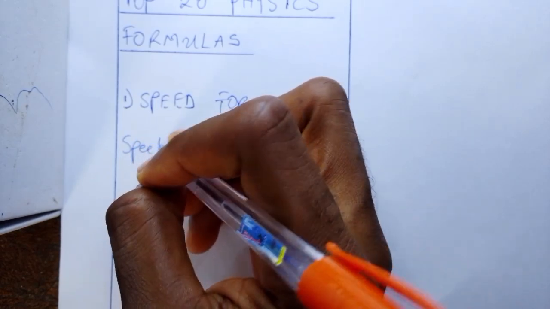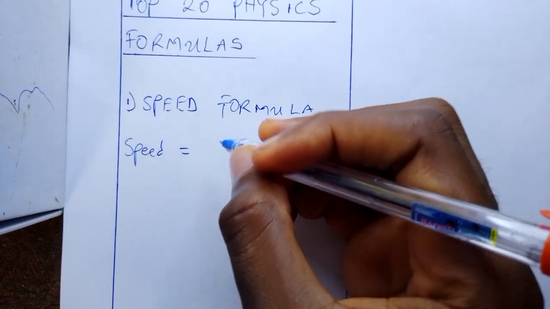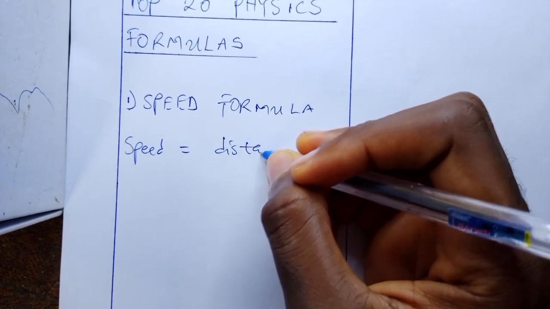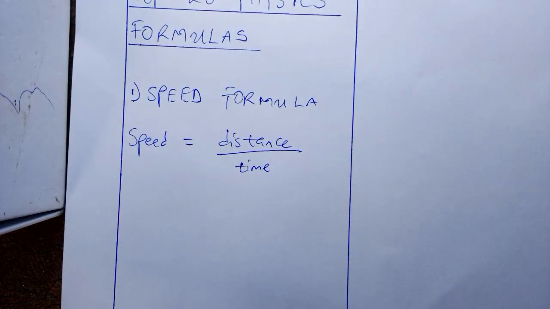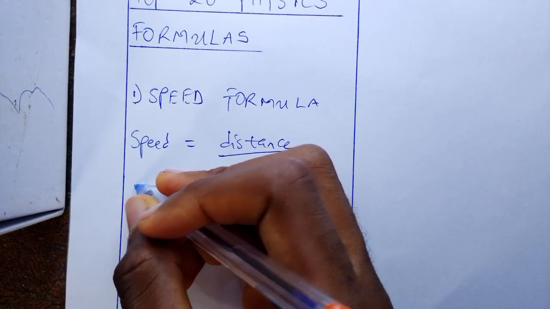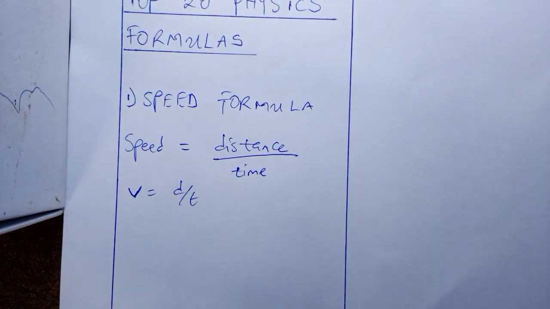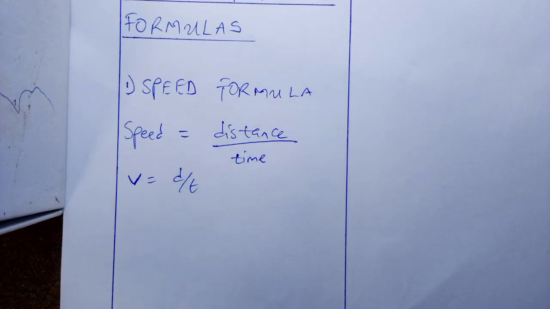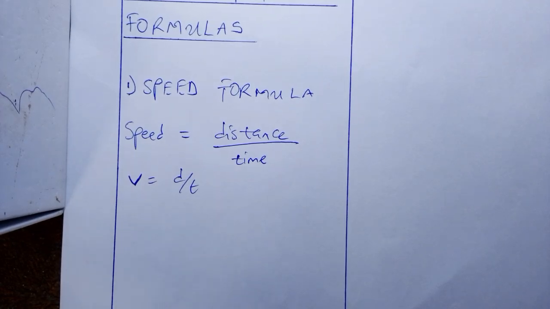These are basic formulas you need to learn before you write any physics exam. Distance over time, this is your speed. Or you can say V equals D over T. These are the symbols, so you can remember them and won't forget them. Use it whenever you're asked how fast an object is moving. In any physics problem where they ask how fast an object is moving, know that you are asked to calculate the speed or velocity.